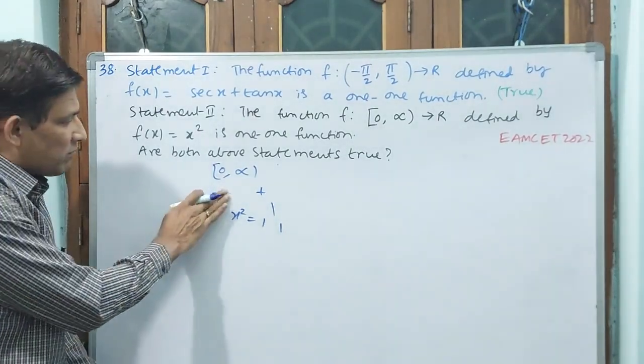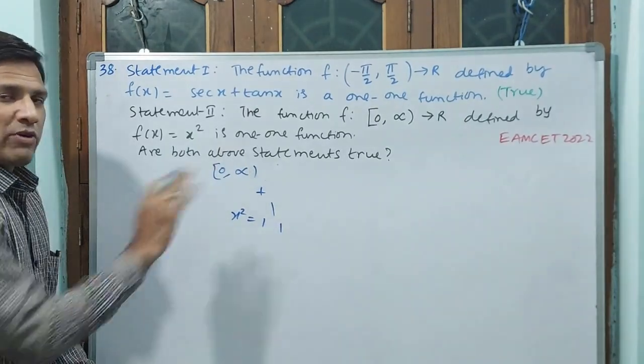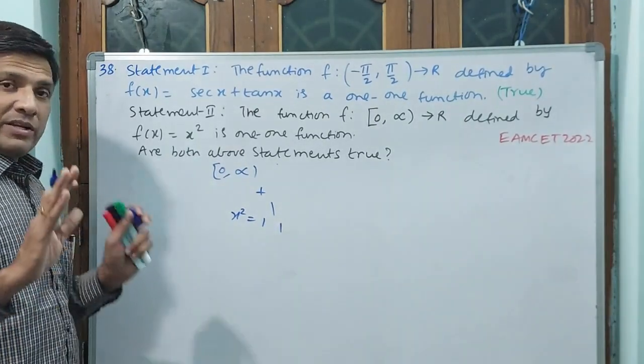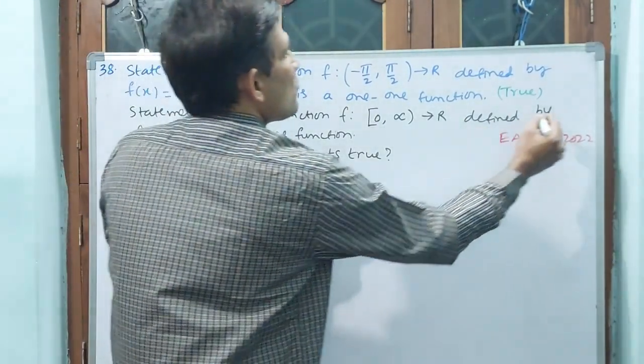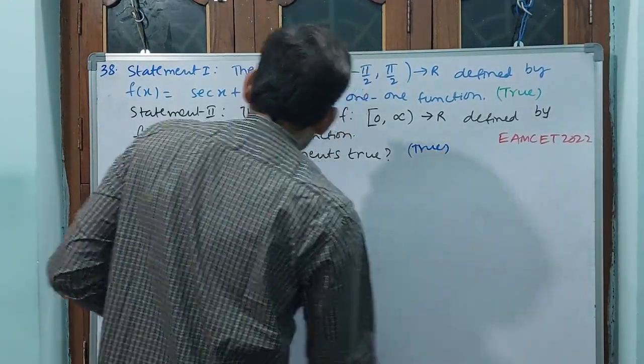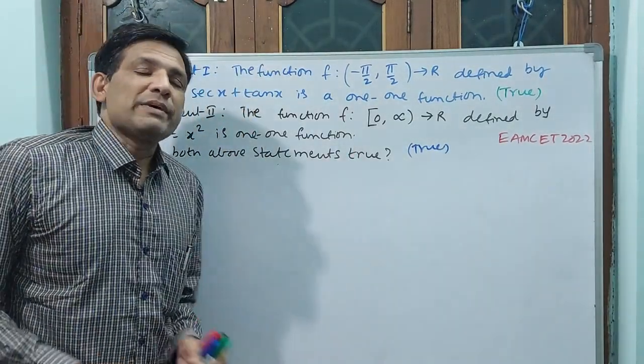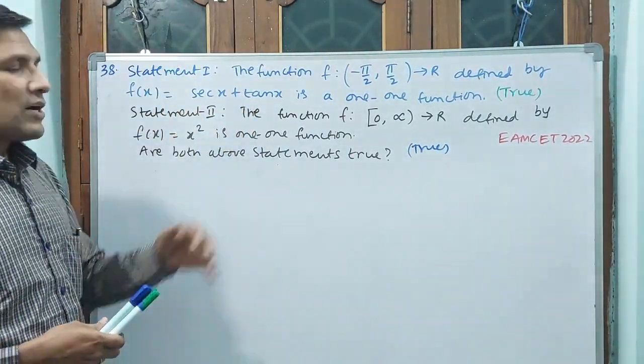Why? Because see, minus 1 you are not giving, you are giving only plus 1. Plus 1 square is 1. Plus 2 square is 4. Like that it will come. That means this is also one-one function. You write down true. Okay. Now finally what we are going to confirm? We are going to confirm both statements are correct. Both statements are true. Okay.